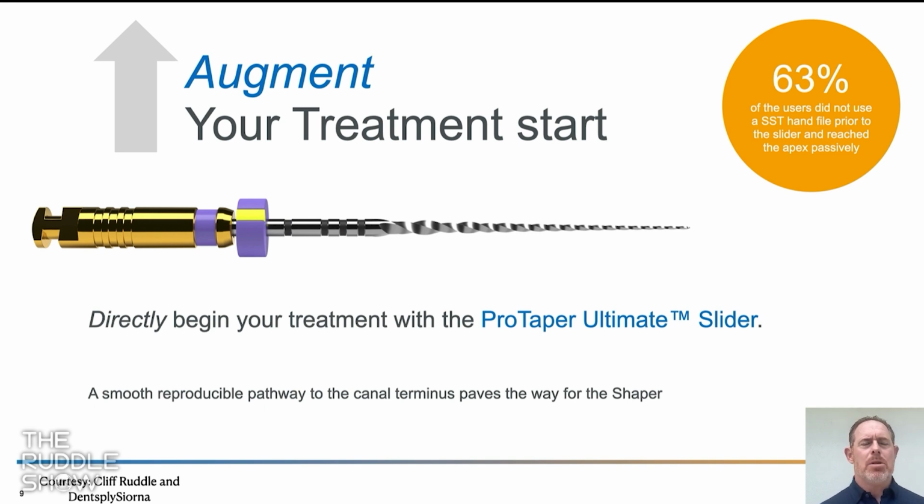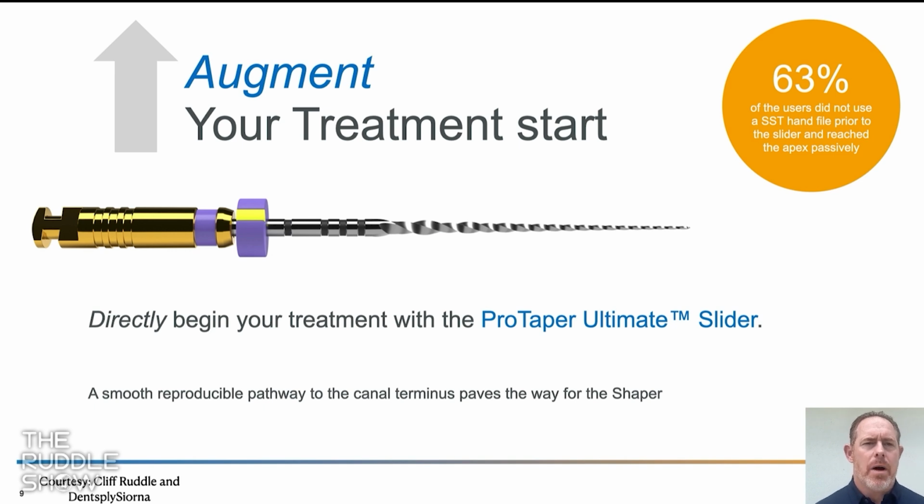So before they put this file out, they wanted to test it. And so Dentsply Sirona sent this file system out to a bunch of endodontists. They tested it. They came up with 63% of the time, this group of endodontists were able to get down to working length, down to the apex with the slider without using hand files. 63% of the time, okay?